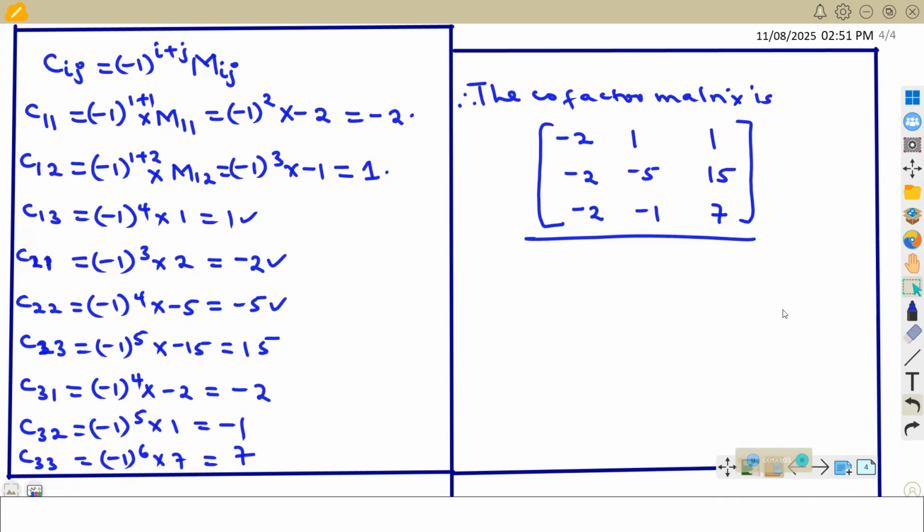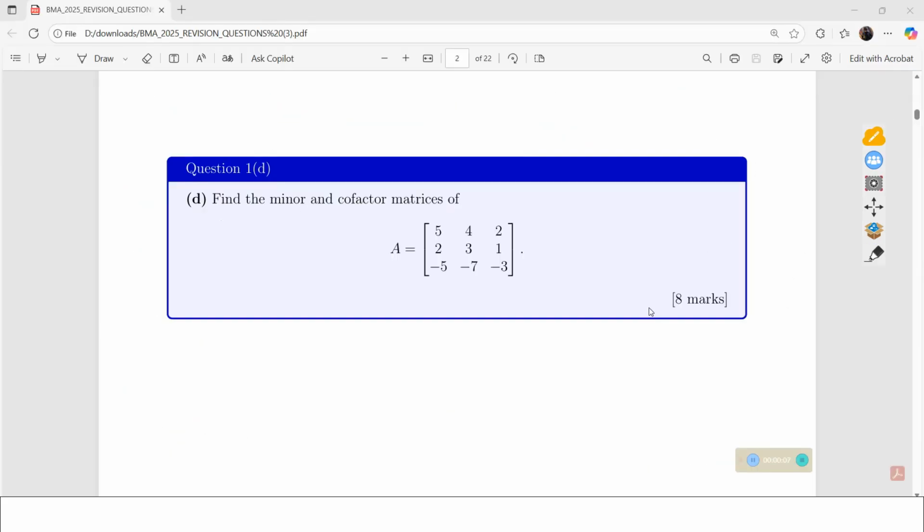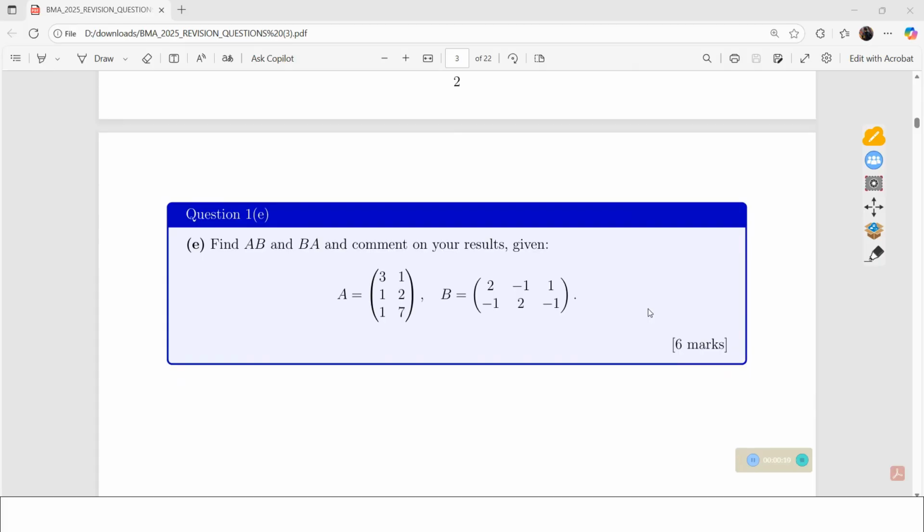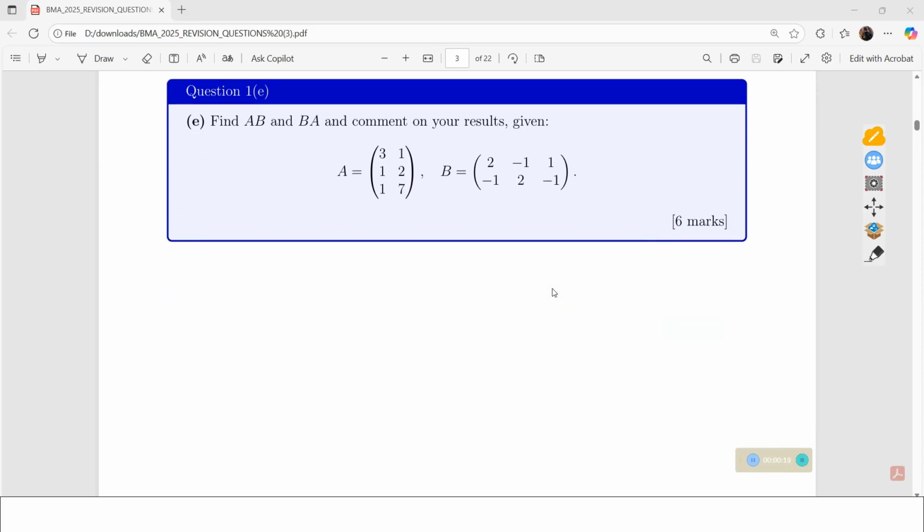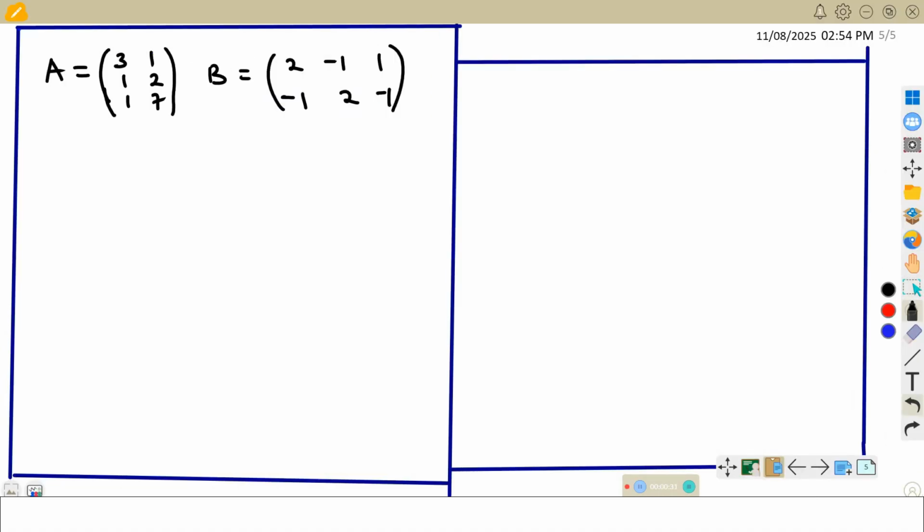So having looked at part D, we come to the last part, that is part E. Part E says find AB and BA and comment on your results when you are given A as this and B as that. So let us look at the solution. We are given A as 3, 1, 1, 2, 1, 7. B is 2, negative 1, 1, negative 1, 2, and negative 1. So we need to get AB, then BA, then we comment on our results.